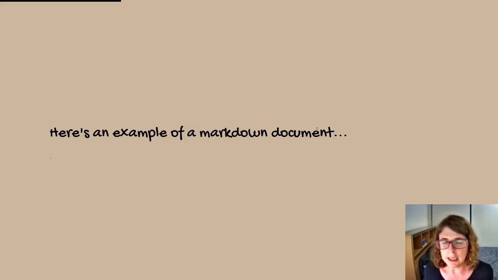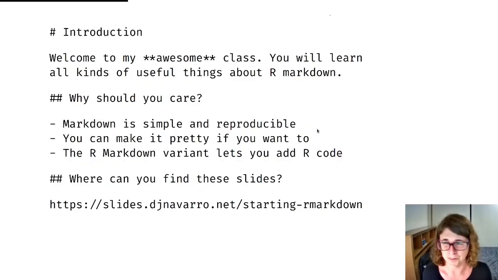So here's an example of what a Markdown document looks like. It is a plain text file. You could create one in Notepad, the dumbest possible text editing software you can find, and you can write a Markdown document within it. It looks like this. This is the sort of thing I would write, and I'll take you through the process of writing these in a moment. You would have something here that says introduction, and there's a hint that this hash probably tells you that's a heading. Welcome to my awesome class, and it's got some asterisks around that. You will learn all sorts of useful things about R Markdown.